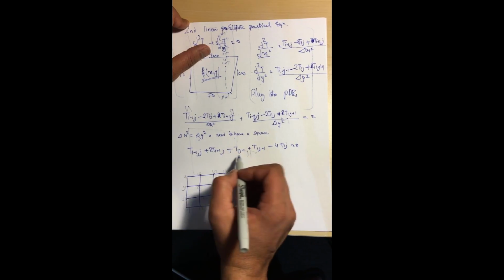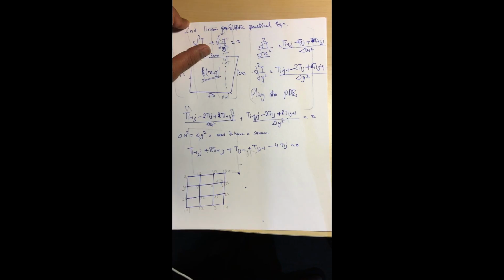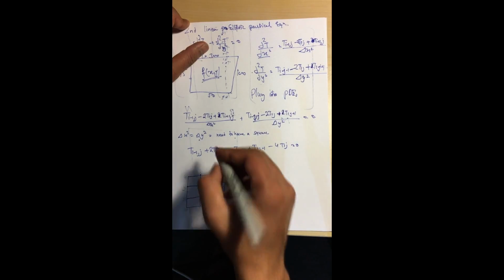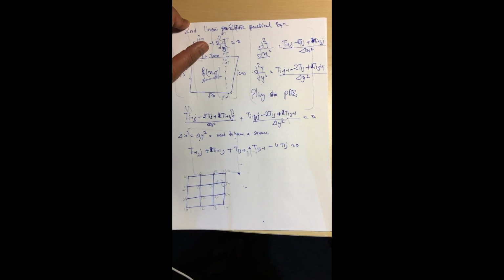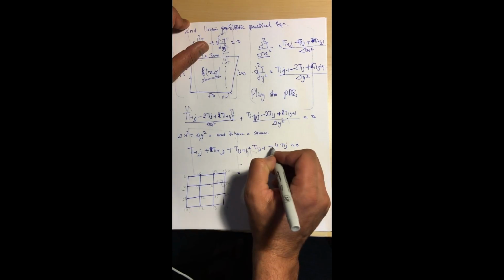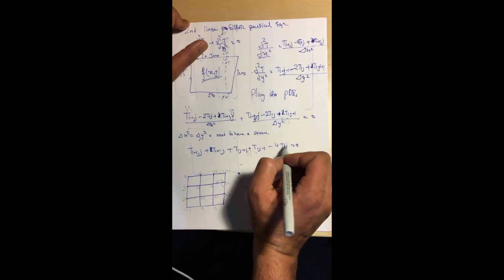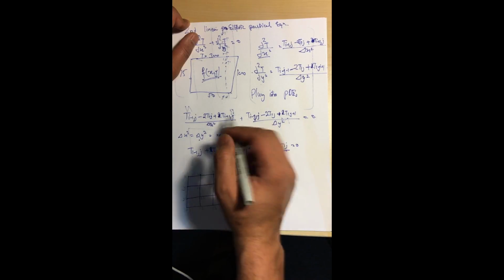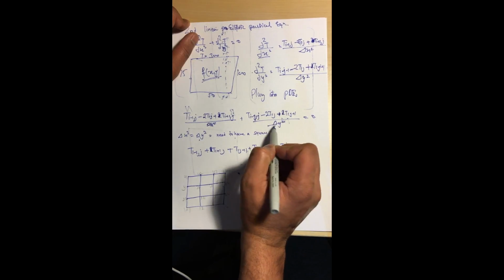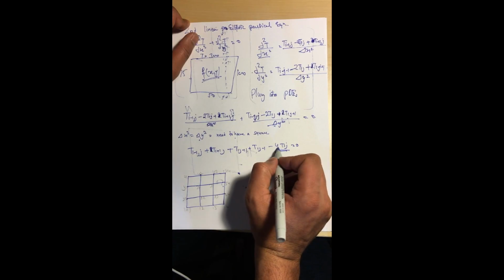I simplified this equation and what I found is T(i-1,j) plus T(i+1,j) plus T(i,j+1) plus T(i,j-1) minus 4T(i,j) equals 0. This is our actual function. Here the delta x and delta y got cancelled out.